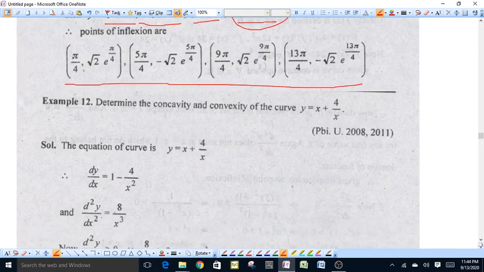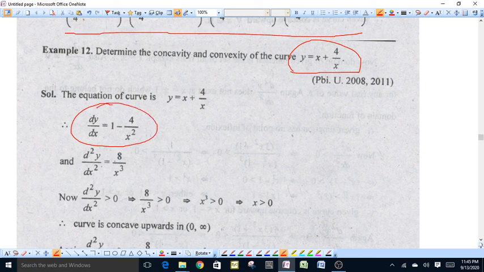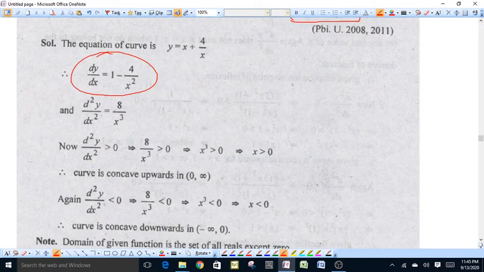Suppose that we have a curve. We take another example. y is equal to x plus 4 upon x. Differentiating given curve with respect to x, we get dy upon dx is equal to 1 minus 4 upon x square. Again differentiating, d2y upon dx square will be equal to 8 upon x cube.